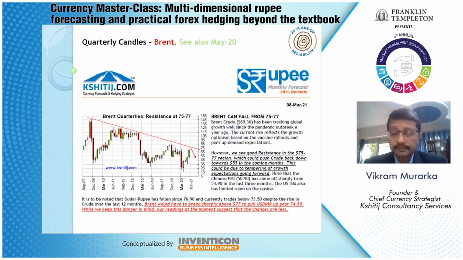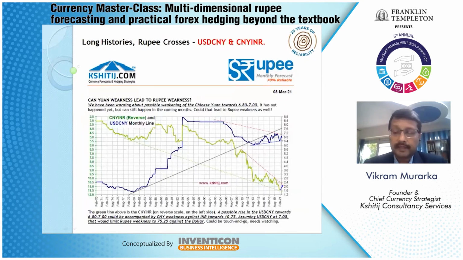Okay, so that is large time frames on Brent giving us a good forecast. And now this is yet another long history using rupee crosses on dollar yuan and punching that in with dollar rupee to give us yuan rupee. This was done on 8th of March 21.